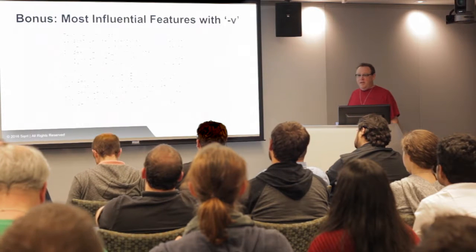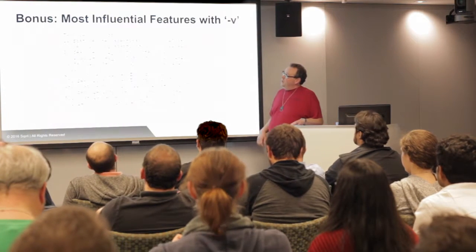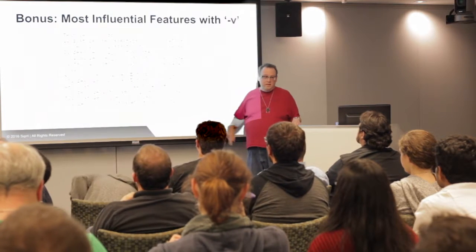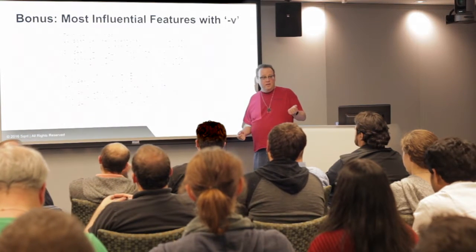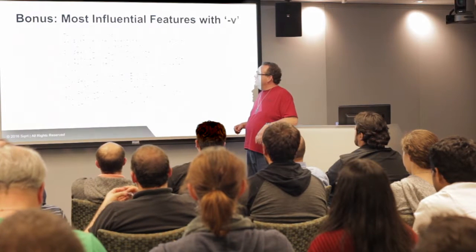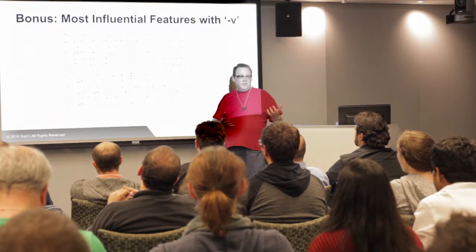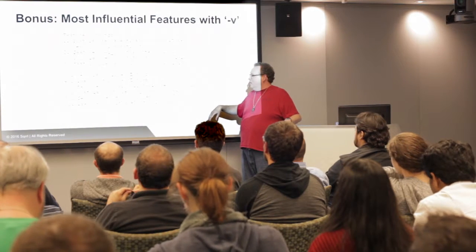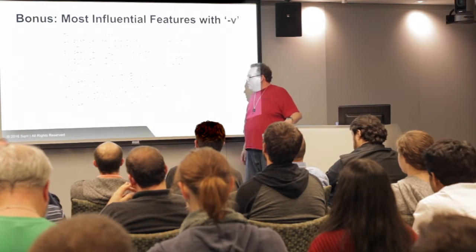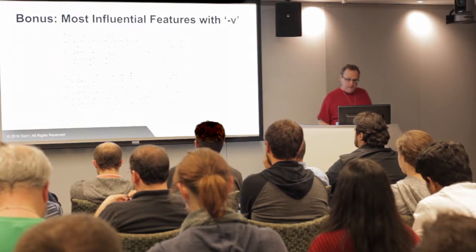Now, bonus, if you do the same thing and you add the dash B, it'll take a little bit longer, but it will actually tell you the features that the random forest thinks are the most indicative of either way. It doesn't label them as more indicative of malicious or non-malicious, it just says these are the ones that count more. And this may not surprise the malware analysts among you, user agents are often really influential, because malware screws up the user agent a lot. Or they might get a user agent that's totally legitimate, but maybe not in your environment. But we also have other things like the user agent entropy, the entropy of the subdomain, the body length of their response and their request, the number of dots in the domain, and things like that. And these are ranked.